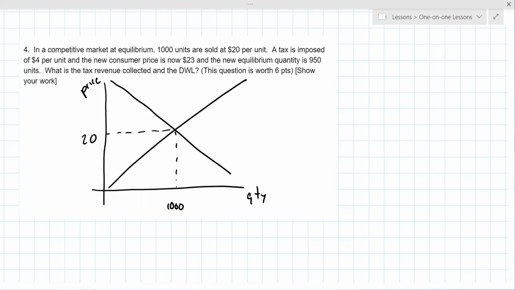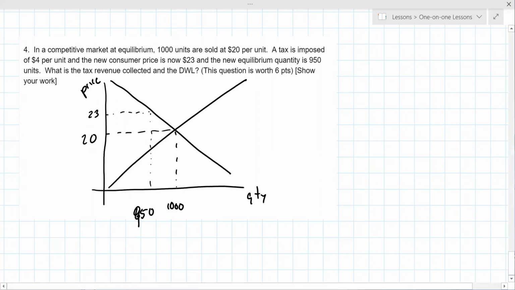A tax is imposed of $4 per unit, and the new consumer price is now $23. So there's $23 here, and the new equilibrium quantity is, I guess they're telling you, 950. What is the tax revenue collected and the deadweight loss?